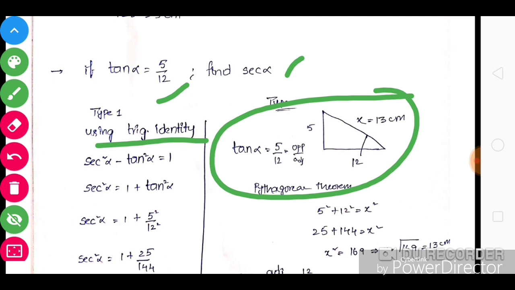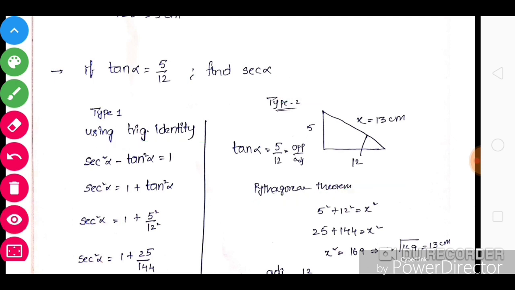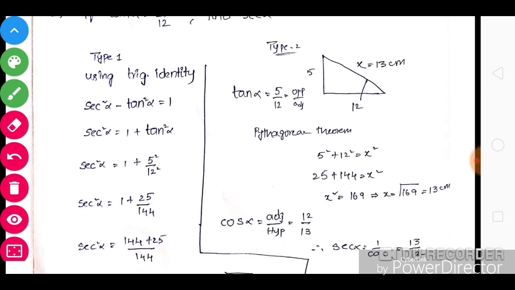Tan alpha is equal to 5 by 12. What is tan? Opposite by adjacent. So I can assume opposite as 5 and adjacent as 12. By using Pythagoras theorem, we can find the hypotenuse, that is, we'll get 13. And what they're asking is secant alpha. To find secant alpha, first find cos alpha. Cos alpha, SOHCAHTOA, is equal to adjacent by hypotenuse, where adjacent is 12, hypotenuse is 13. So cos alpha is 12 by 13. Then what will be secant alpha? 13 by 12.